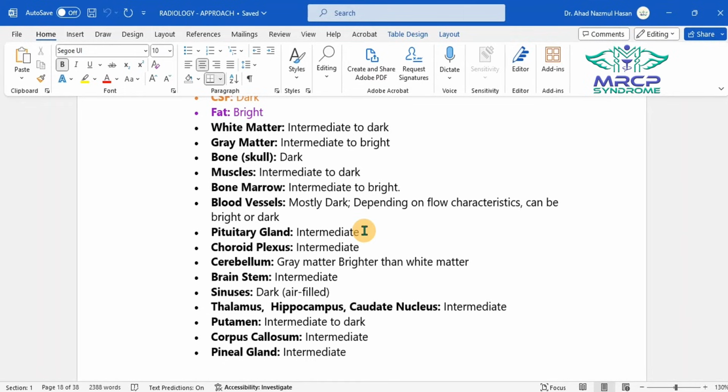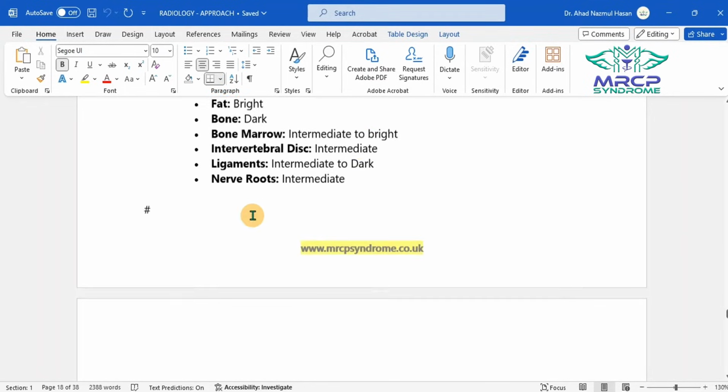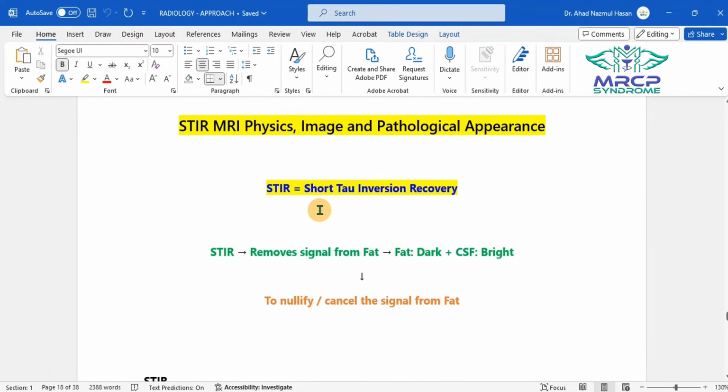The only exception is the STIR pattern. STIR means short tau inversion recovery. In case of STIR, we remove the signal from the fat, so the fat will appear dark and the CSF will appear bright. In case of FLAIR, we cancel the signal from the fluid, so the fluid or CSF will appear dark. In case of the STIR pattern, we remove the signal from the fat, so the fat will appear dark.